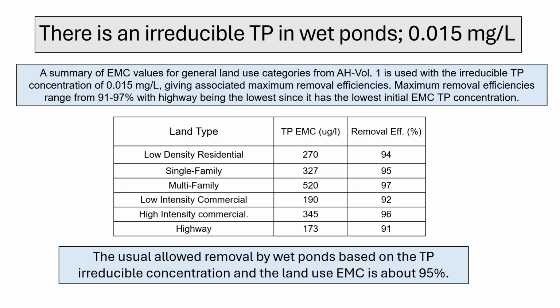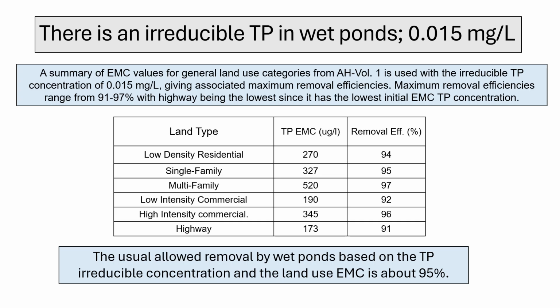Considering this irreducible TP concentration of 0.015 milligrams per liter, along with the event mean concentrations or EMCs from various land uses, we can determine the maximum removal efficiency achievable by wet ponds.